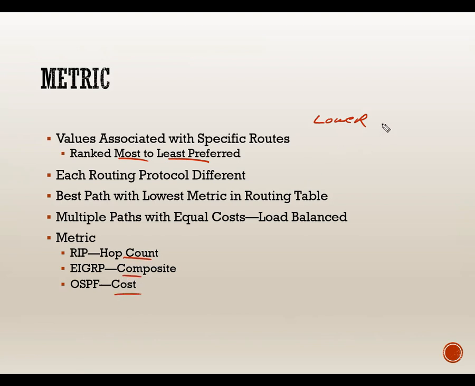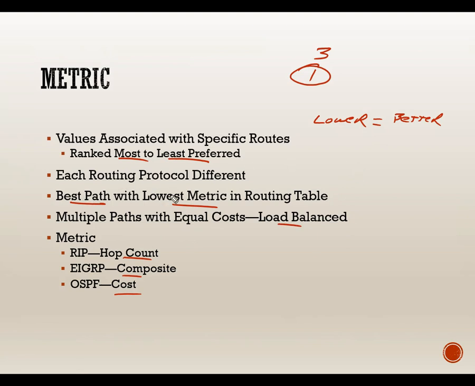But lower is better, although the actual cost only applies within one protocol. If we had 3 hops versus 1 hop, we can say the 1 hop would be the better way to go. It's going to cost us less in resources to get us there. The best path is the lowest metric in the routing table, and multiple paths with equal costs are load balanced, equal load balancing.